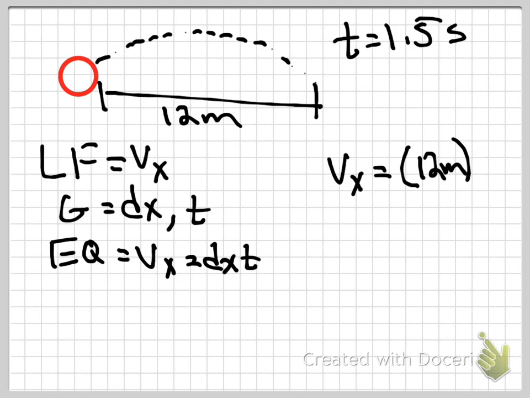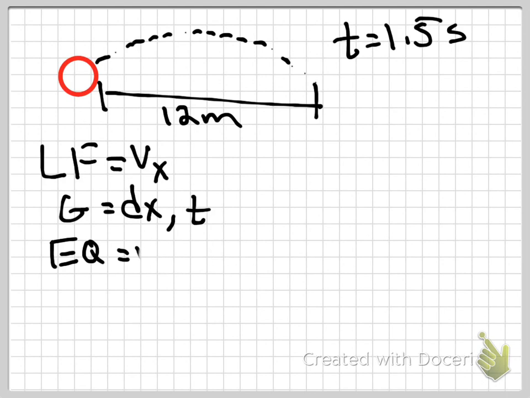I made a mistake. I misremembered the equation for a second there. Vx is dx over t, right? I'm already 45 minutes into this recording, and I'm not going to do it again. So, we make mistakes. Vx equals dx over t.